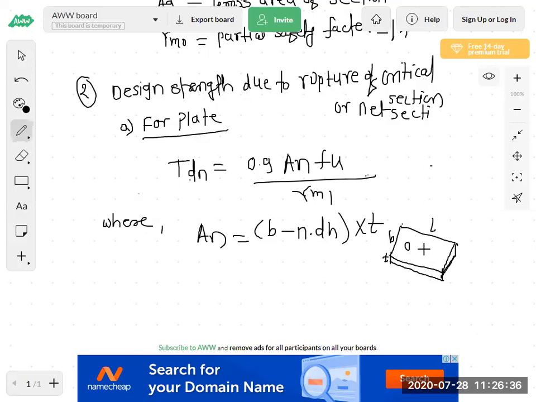So if such arrangement is there, this is the B. So B minus N into DH. So here N is the number of bolts. N is the number of bolts into DH, diameter of bolt hole. So these three, are you getting? This is the depth into thickness is nothing but this thickness into this diameter into this.